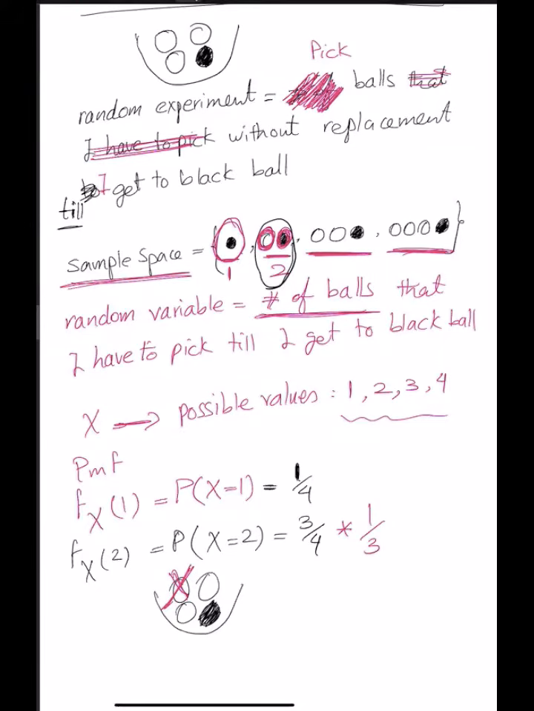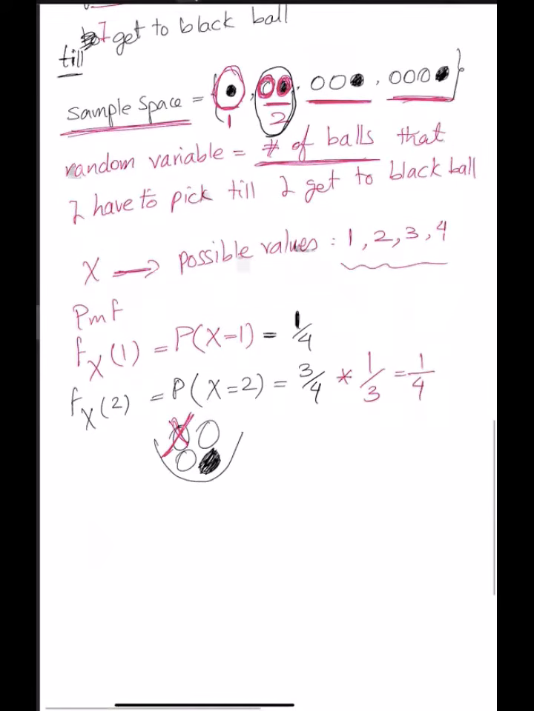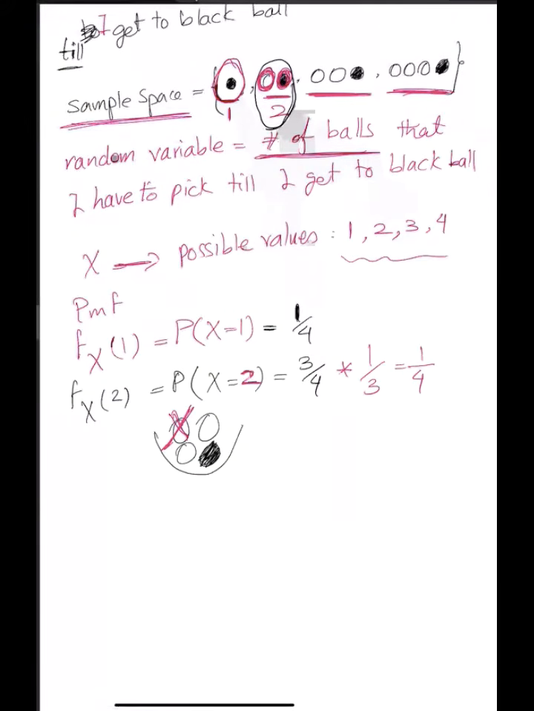So there are 3 balls left, 2 white, 1 black. What is the chance that then I pick 1, what is the chance that it's black? 1 over 3. So that's the probability that I need to take 2 balls till I finally get to the black one. With the same logic, we calculate f of x3, the probability that x equals 3. I need to pick 3 balls till I get to the black one.